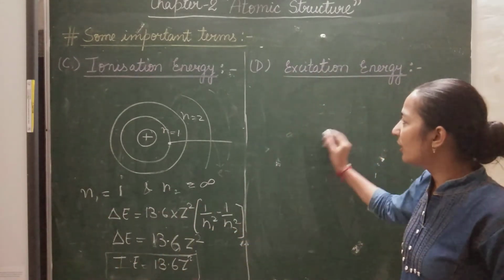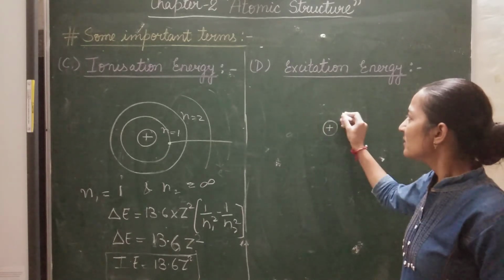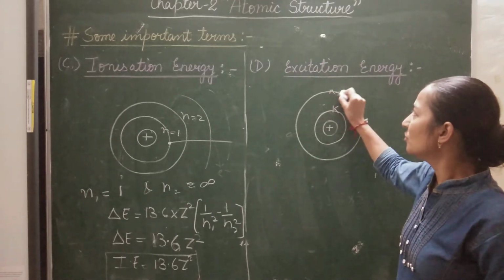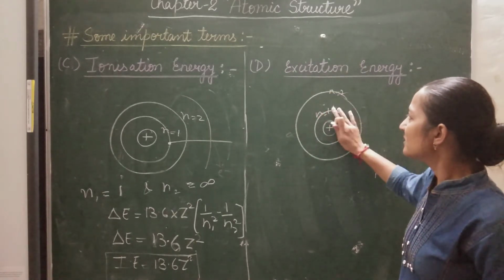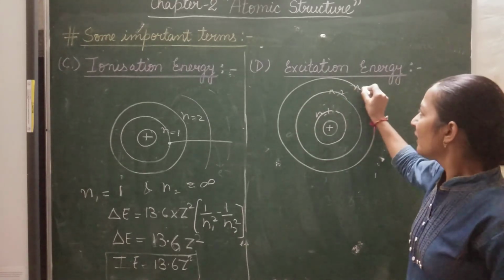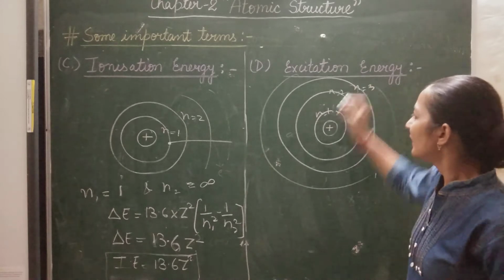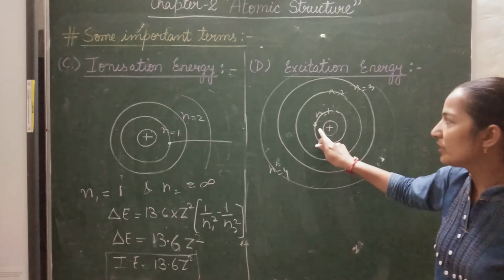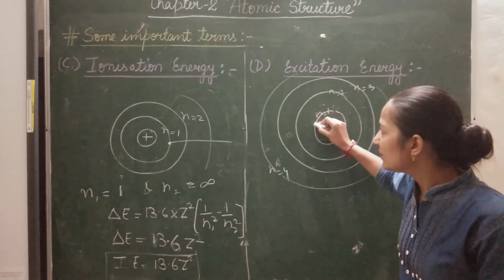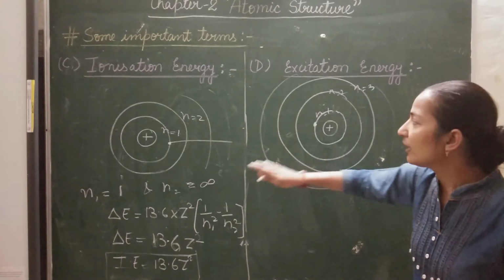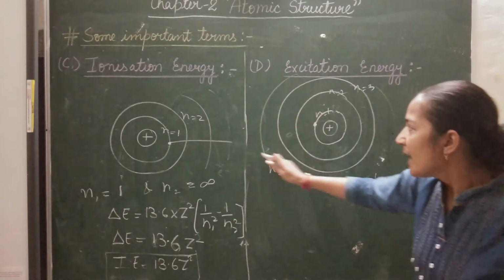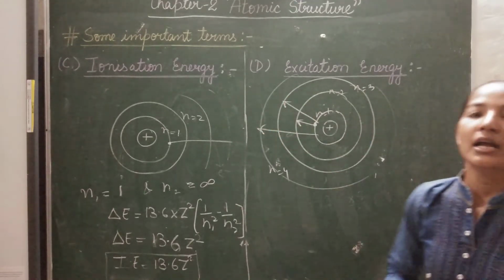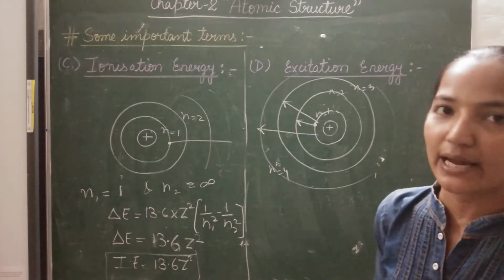Again we will draw a diagram. This is the nucleus, this is n equals 1 or K shell, this is n equals 2 or L shell, this is n equals 3, and this is n equals 4. So in an atom, this is the ground state, n equals 1. If the electron is moving not to infinity, but instead is excited to any higher energy state, then the amount of energy required is called excitation energy.